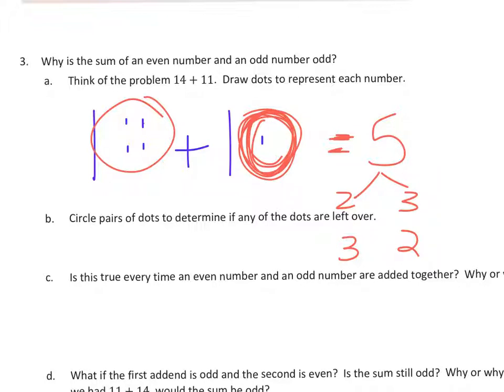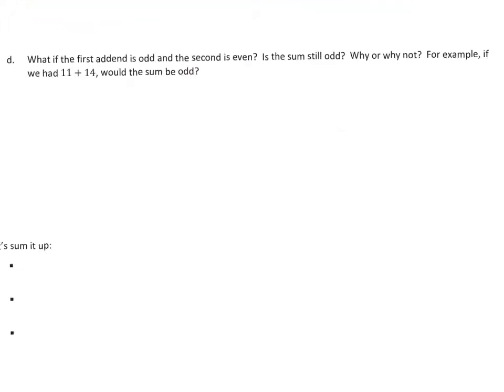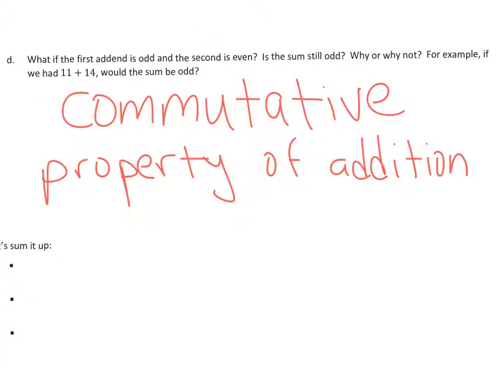So every time I add an even and an odd number, I'm going to end up with an odd number. Which, of course, if you pause and read this, it says, what if the first number is odd and the second's even? Doesn't matter, right? Commutative property. It says that no matter what order my add-ins are in, I'm going to get the same sum, right? So whether it's odd first and even second or even first and odd second, bottom line is I'm going to have a leftover because of my odd number. My even number is not going to have any leftovers, so it's going to be odd.